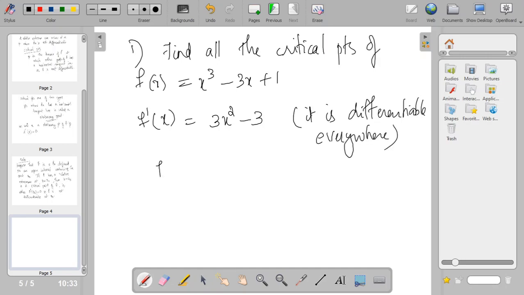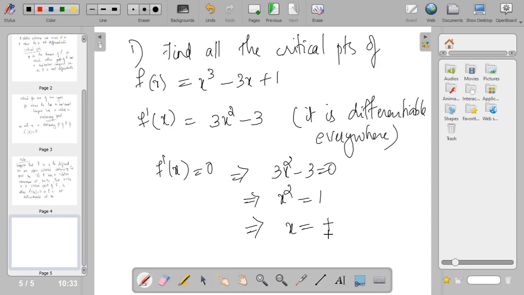So f dash of x equal to 0 implies 3x square minus 3 equal to 0, that is x square is equal to 1. So that implies x will be equal to plus 1 or minus 1. So therefore the critical points are x equal to 1, minus 1. So those are the critical points. There are no points where the function is not differentiable, so these are the only critical points.